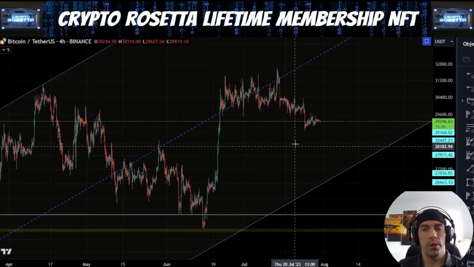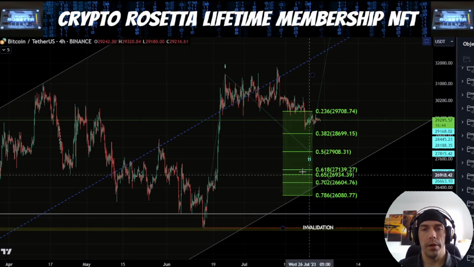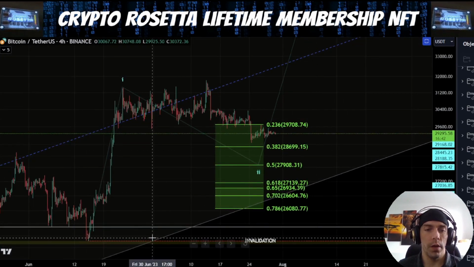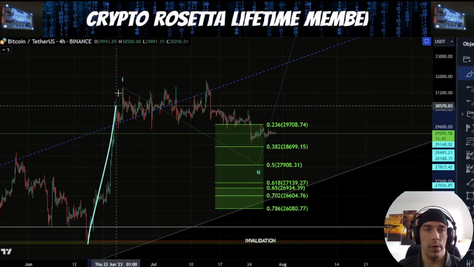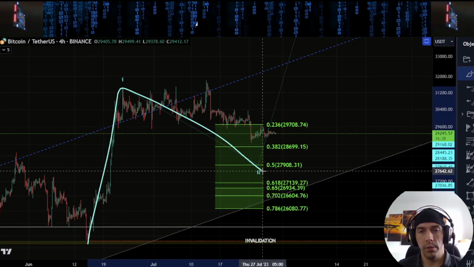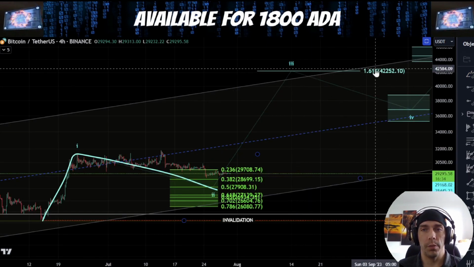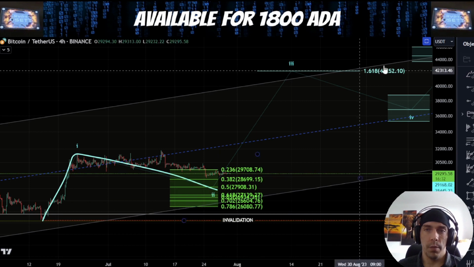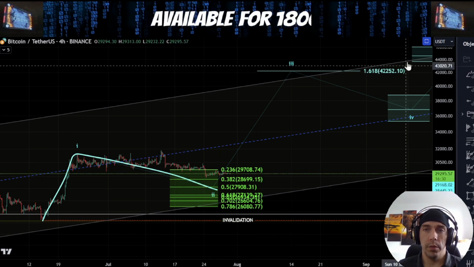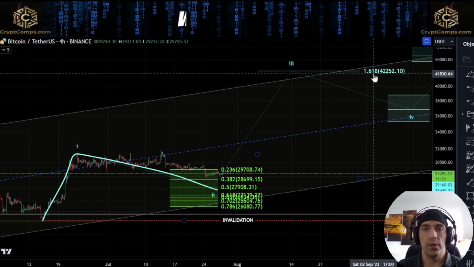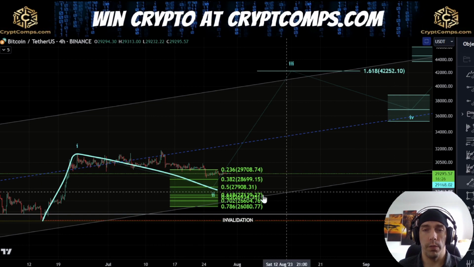Before we get into the lower time frame counts, we're going to go over the two main ideas that we're looking for. The first one is the bullish case, where we're arguing that this could be a wave 1. We're looking for a wave 2, and effectively we're looking to complete a wave 3 to the upside. Depending on how deep we come here, we'll change this target, but our current level is giving us an indication of this 1.618 up here at 42,252.